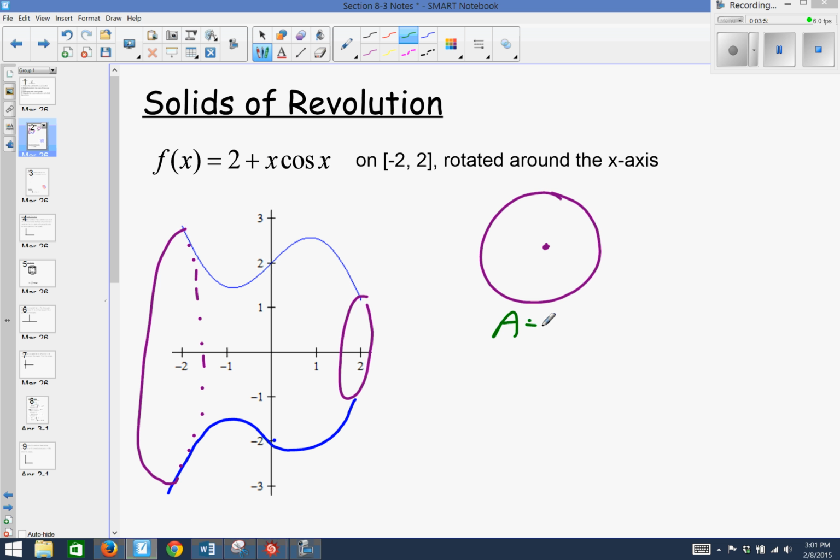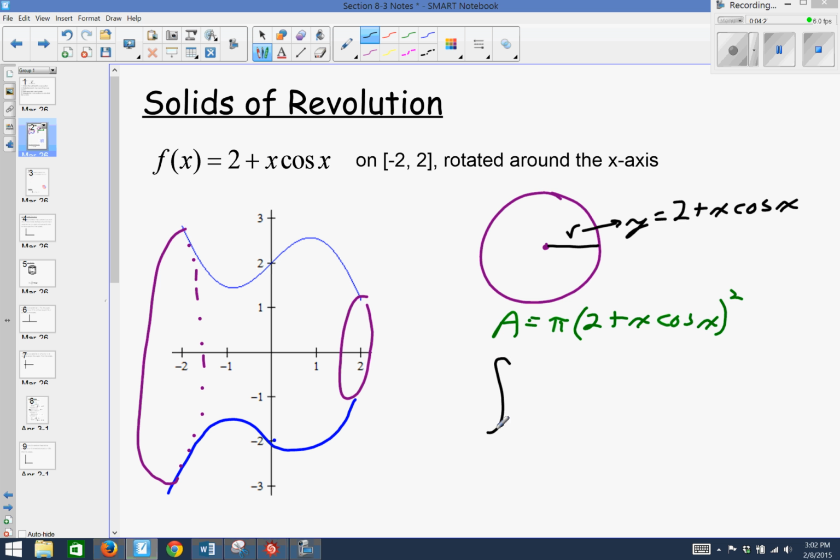So my area is pi, and we said that here my radius r is equal to the y value, which is 2 plus x cosine x. So my area is pi times (2 plus x cosine x) squared. So that gives me the area of just one cross-section, but then I need to accumulate all of the cross-sections. And so that means I'm doing an integral of the cross-section's area.